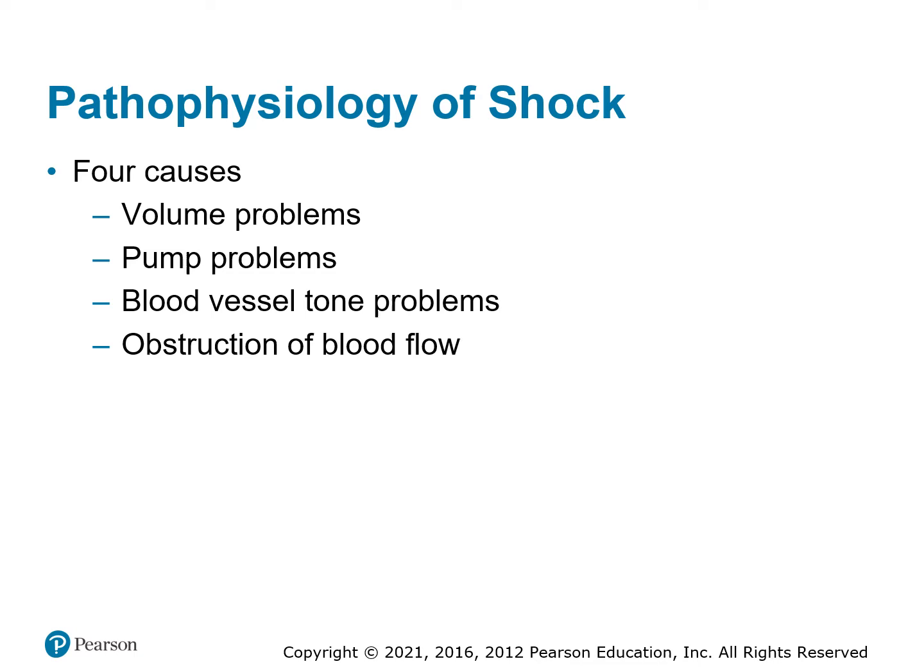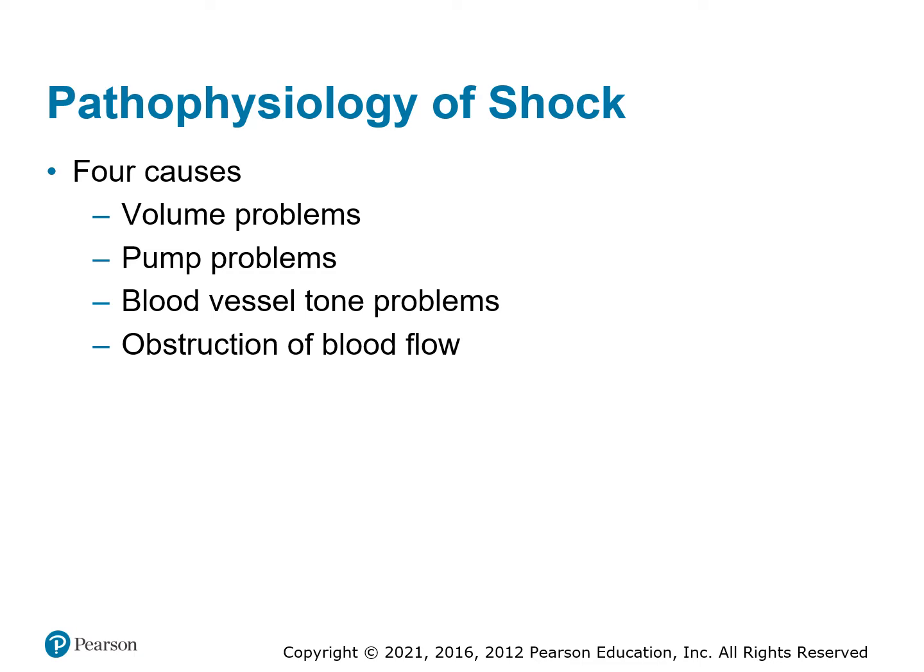The first one is going to be a volume problem. So this is basically going to be there's not enough blood in the system to get the nutrients, the oxygen, everything to where it needs to be. The second one's going to be a pump problem, and that's going to be basically where you have an issue with the heart and it's not pushing the blood to where it needs to go. The third one's going to be a blood vessel tone problem, and that is going to be basically where your blood pressure drops to the point that your blood vessels can't carry the blood where it needs to go.